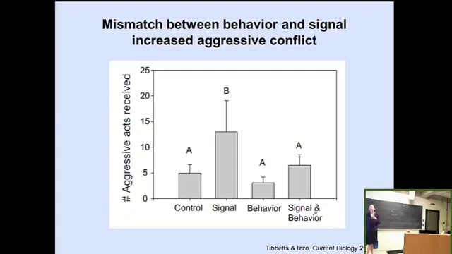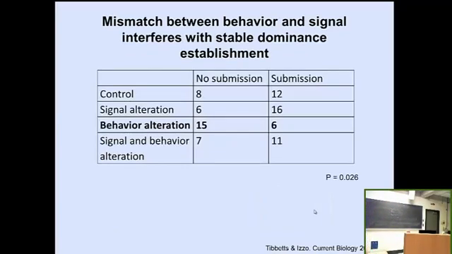But for all of you who are paying close attention, you're probably saying, wait a second, what about these guys? So these guys, I changed their behavior so they were good fighters, but I didn't change their signal. So there was incongruence there, it was just in the opposite direction, so that they were behaving like they were strong and signaling like they were weak. Well, it turns out these guys did suffer a different kind of social cost.